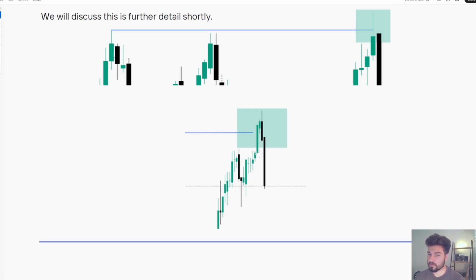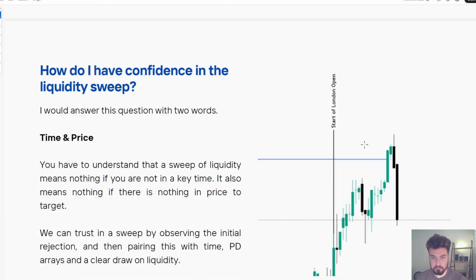We form this inversion fair value gap. Price is probably going to move lower. Where to? To the next swing low. And this will implement the strategy I've talked about in the previous videos, talking about how to use fair value gaps and inversion fair value gaps to get a narrative or a bias for the session.